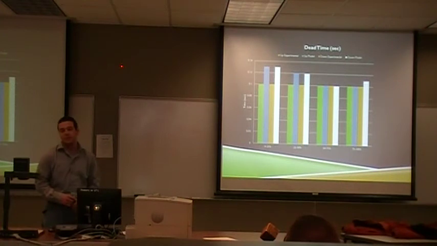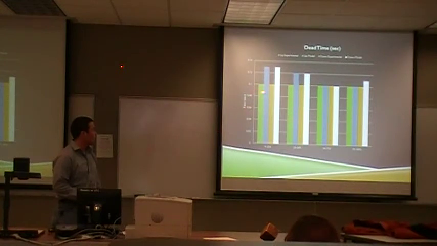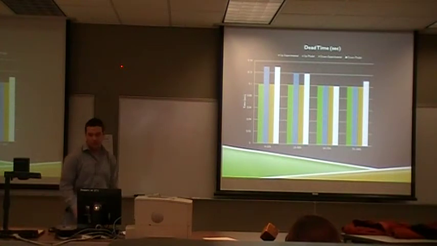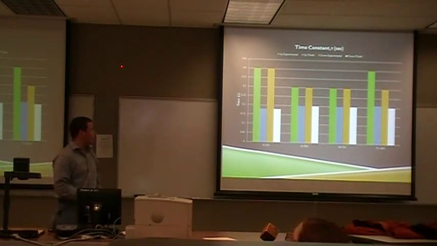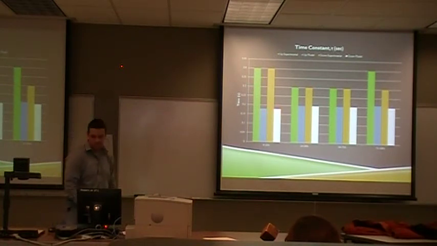Here's the same type of chart for the dead time. With our system, as with the K, all of our points are pretty close for the experimental and the model. The time constant is the one that gave us the most variance in the data. But as far as the model up and down, they were pretty close to the same, as well as the experiment up and the experiment down.